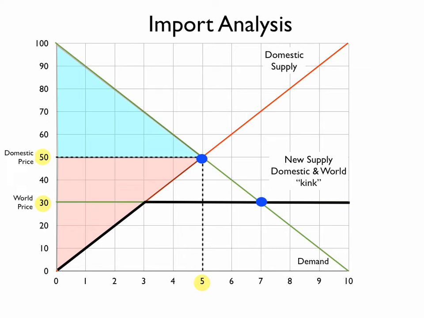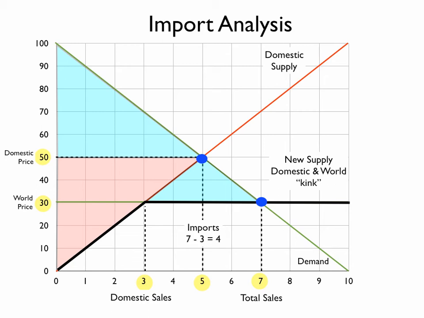This kinked supply curve now represents the new supply that we have. So where it intersects demand would be at 7 and at 30. Now we note here that 7 units are sold, and the local producers are now only producing 3 units, whereas before they were producing 5. In this case, they produced the first 3, and then the world market produces the other 4 to get our total of 7. So this area here would be the new consumer surplus.